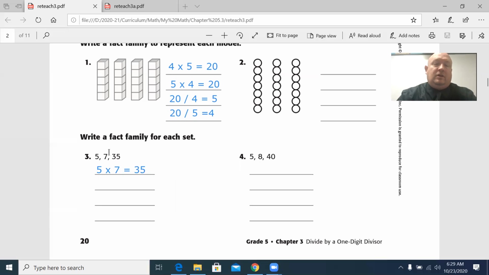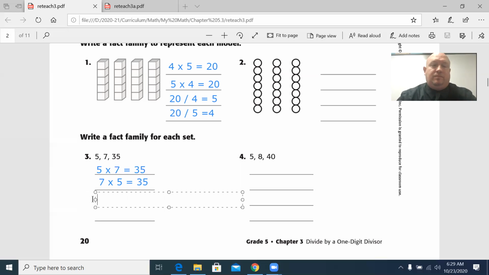I just kept them right there. Even if I had 5, 35, and 7, I would have went 5, 7. Does it matter? Ultimately, no. Now, the commutative property tells me I can switch the order of 5 and 7. So I'm going to go 7 times 5. That still equals 35. Now we have 2 multiplication.